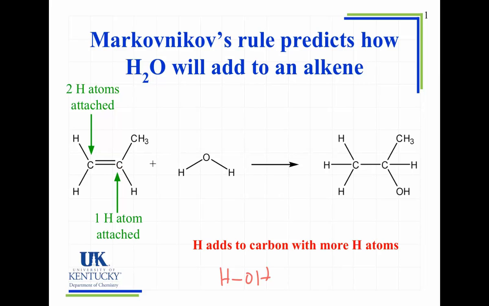So this carbon has one hydrogen attached. This carbon has two hydrogens attached. The hydrogens in the CH3 group do not count towards the carbon in the double bond because these hydrogens are attached to this carbon, not this one. So we only look at what's directly attached to the carbons involved in the double bond. And the hydrogen group will add to the carbon with more H atoms already attached. So those hydrogens want to go hang out with their friends, essentially. They want to hang out with the other hydrogen atoms.